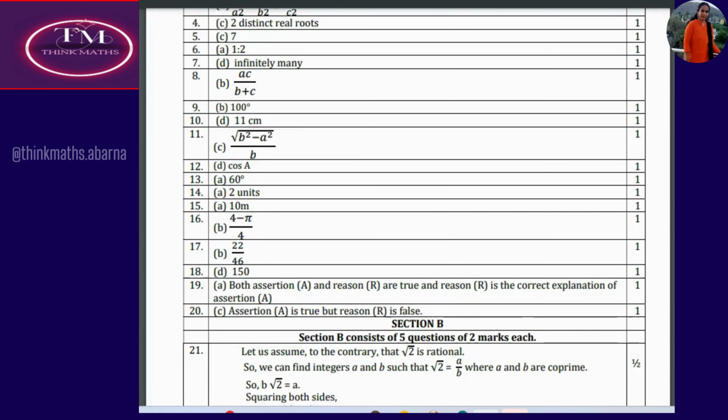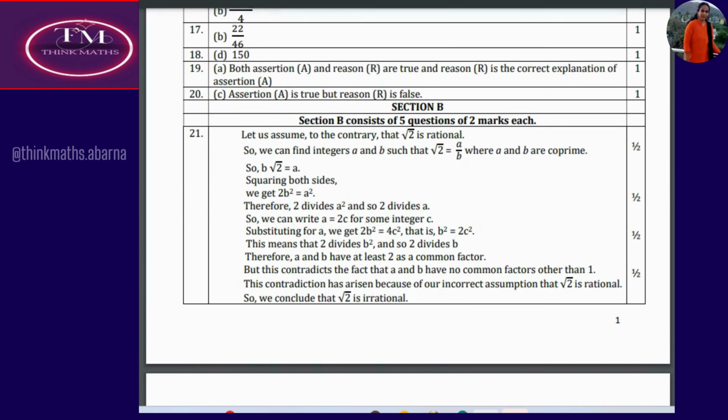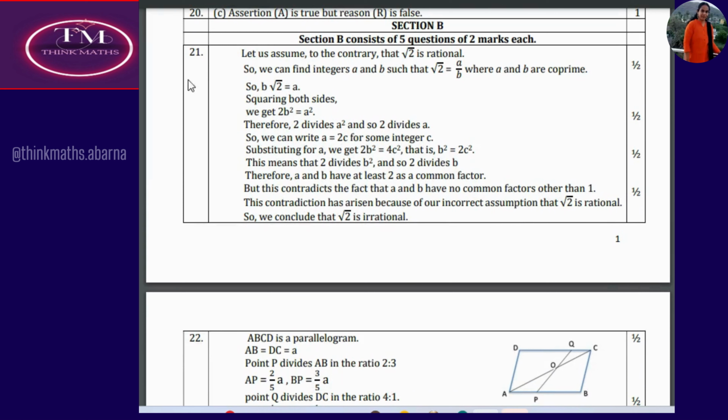In section B, you will be having 5 questions of 2 marks. In the 21st question, if you check, you have to prove root 2 is irrational. So they have converted it to half marks. These 3 steps carry half mark each, next two three half, and last two three half marks. So this is the way the marking scheme is allotted.